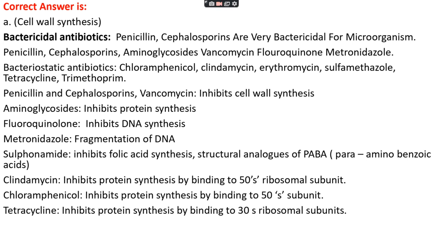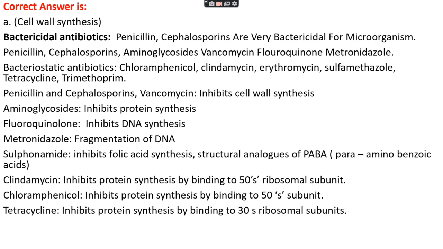Okay. Bacteriostatic antibiotics are like chloramphenicol, clindamycin, erythromycin, sulfamethoxazole, tetracycline, trimethoprim, etcetera. Okay. And if we see the mechanism, then penicillin, cephalosporins, and vancomycin actually inhibit cell wall synthesis, while aminoglycosides inhibit protein synthesis. Fluoroquinolones mainly inhibit DNA synthesis.